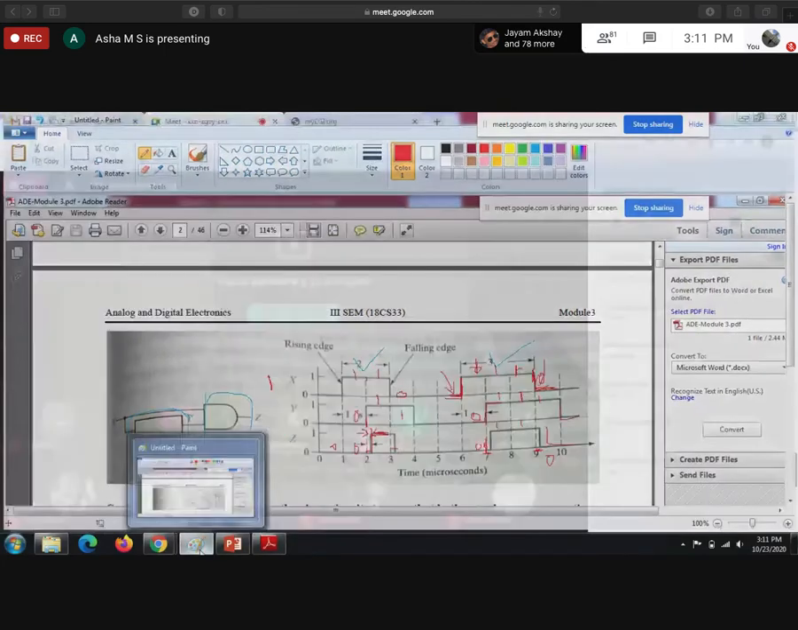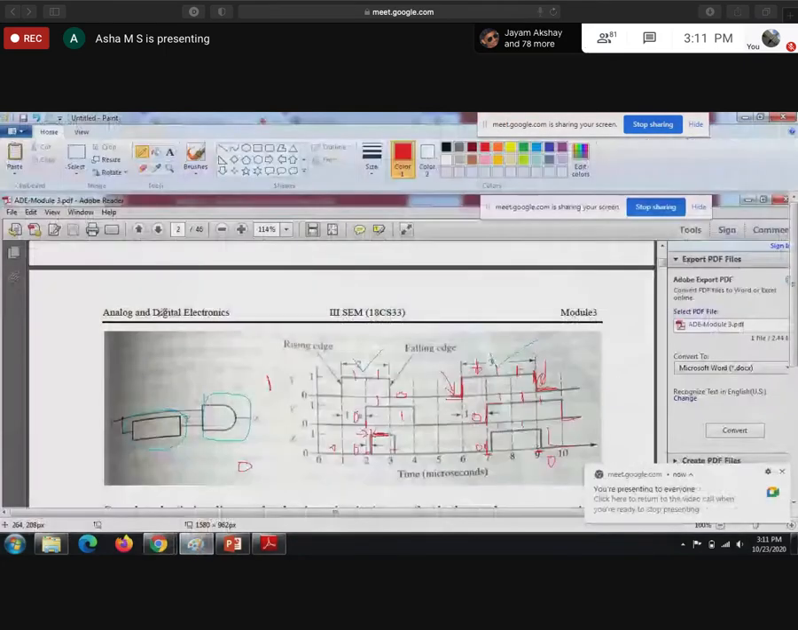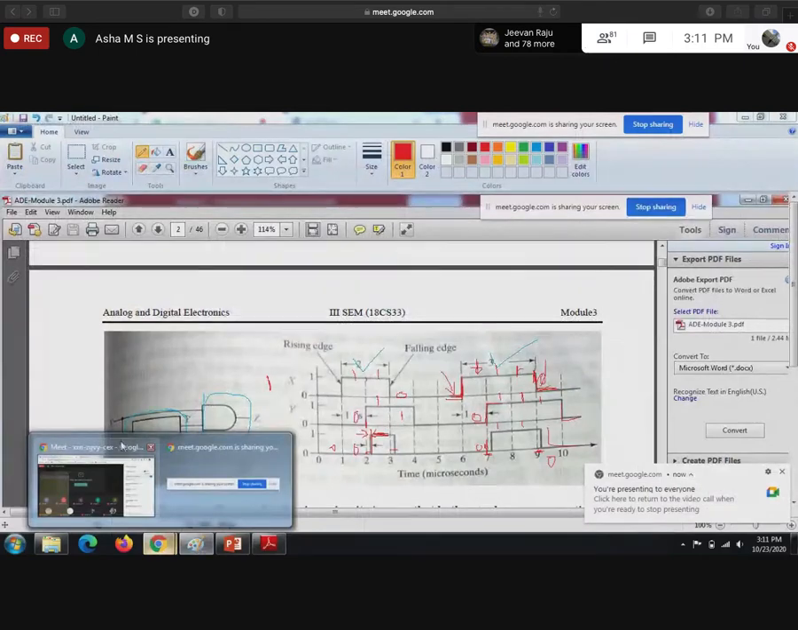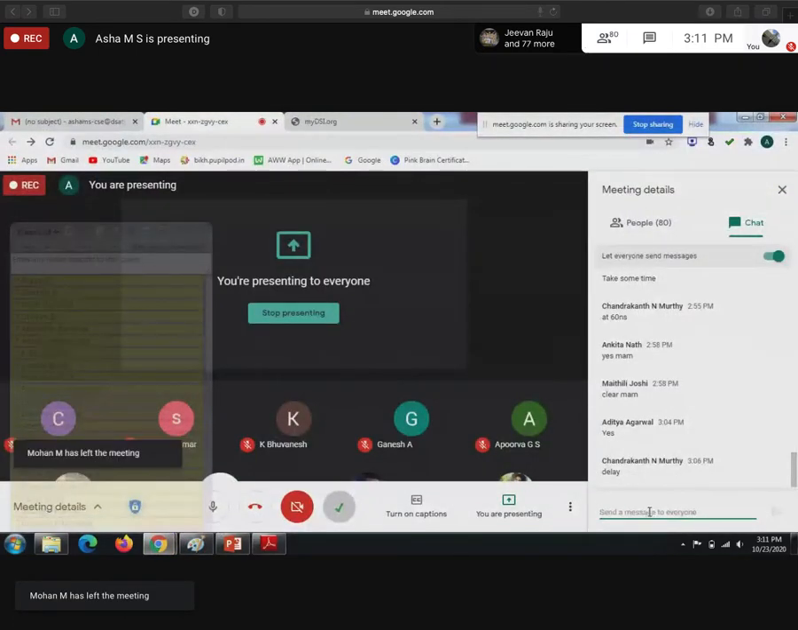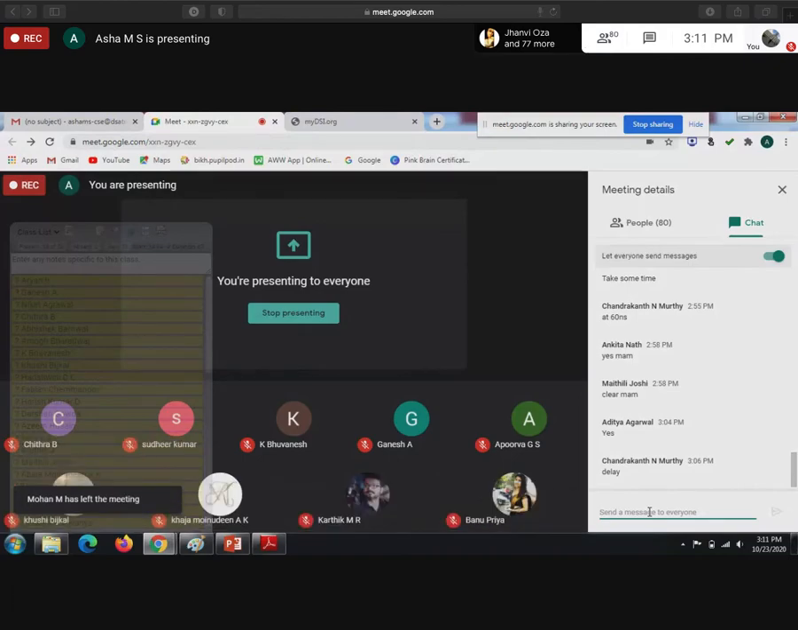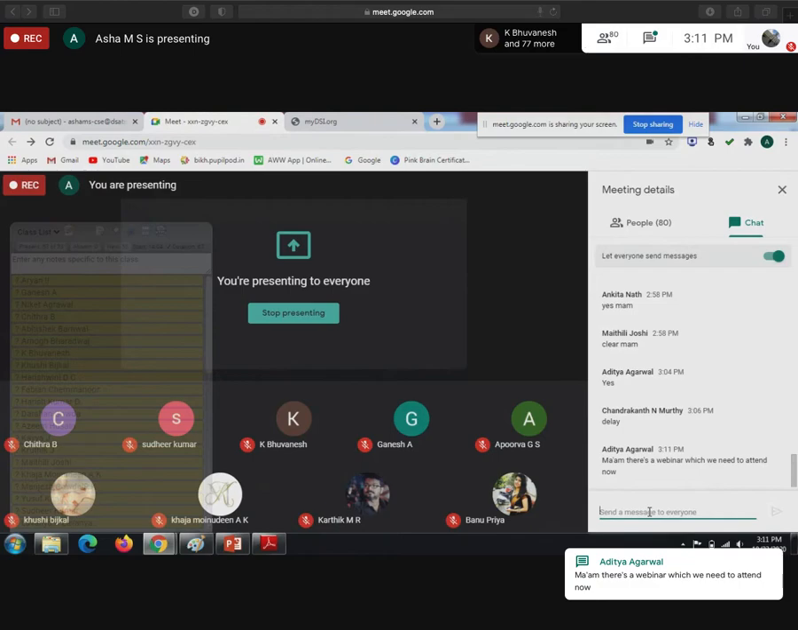So this is how the propagation delay works with your logic circuits. Guys, are you clear? Any doubts in the propagation delay and timing diagram?